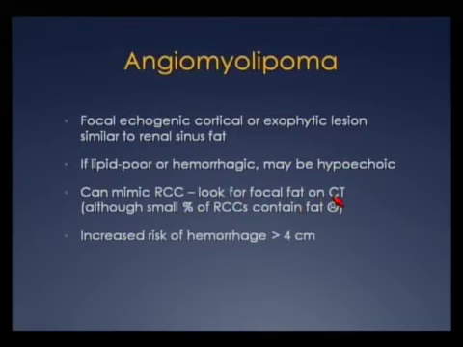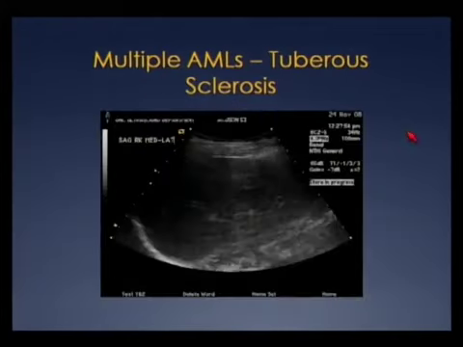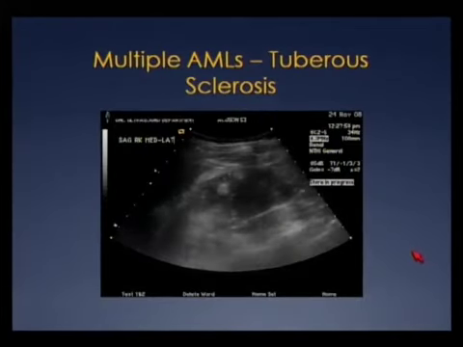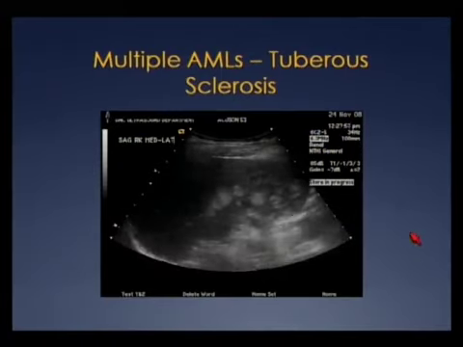And we can look for focal fat on CT like we're traditionally taught to, but remember that a small percentage of renal cell carcinomas can also contain focal fat. So again, just be aware of that pitfall. And we worry about renal angiomyolipomas when they exceed 4 centimeters because there's an increased risk of hemorrhage. This is a patient with tuberous sclerosis who has multiple echogenic lesions, predominantly cortical. These are multiple AMLs in a patient with tuberous sclerosis. And the cine images again show the same thing, just innumerable AMLs in the right kidney.